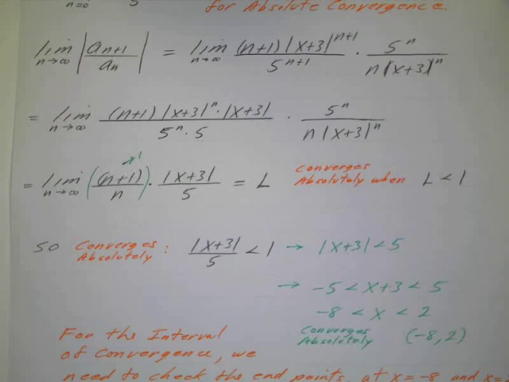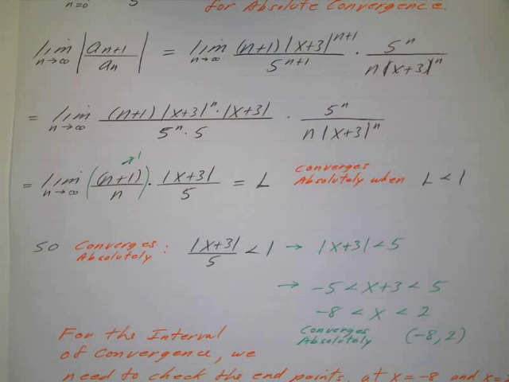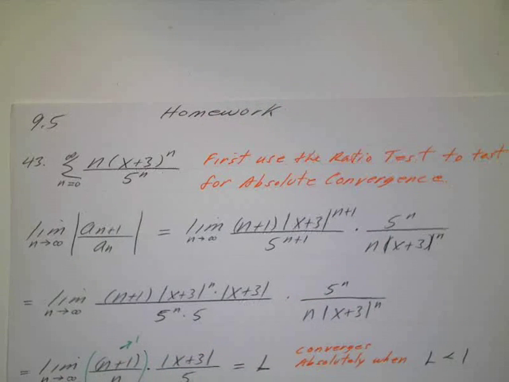But we want the interval of convergence, so we also have to check the endpoints. That would be at x equals negative 8 and x equals 2. So we have to check those endpoints. All I do is put those values back into the original series. It goes way up here, this guy here.